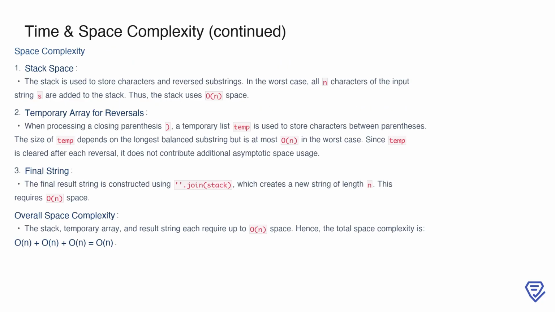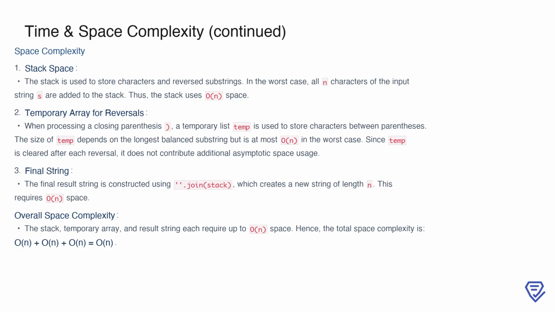Now let's discuss the space complexity. The algorithm uses a stack to store characters and reversed substrings. In the worst case, all n characters of the input string are added to the stack, which requires n space. Additionally, during the processing of closing parentheses, a temporary array is used to store characters between the parentheses before they are reversed. The size of this temporary array depends on the length of the substring being reversed, but it is at most n in the worst case.